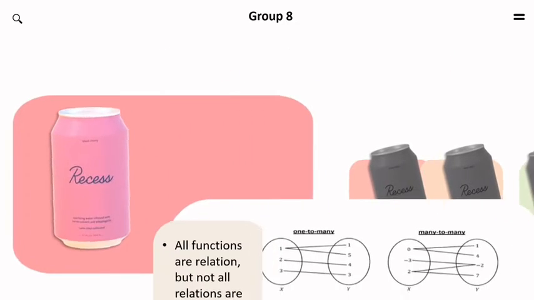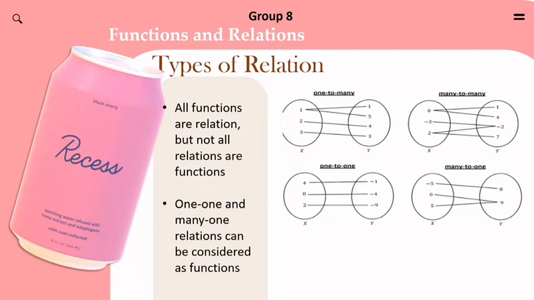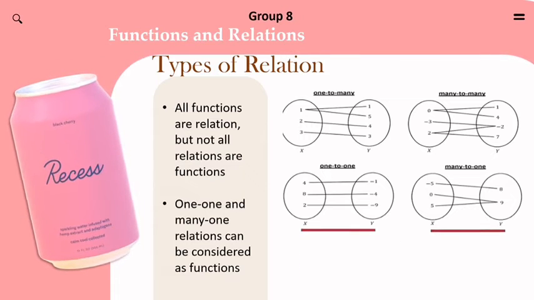There are 4 types of relation that you need to know and remember. The types of relation are one-to-many, many-to-many, one-to-one, and many-to-one. X symbolizes the domain and Y symbolizes the range.